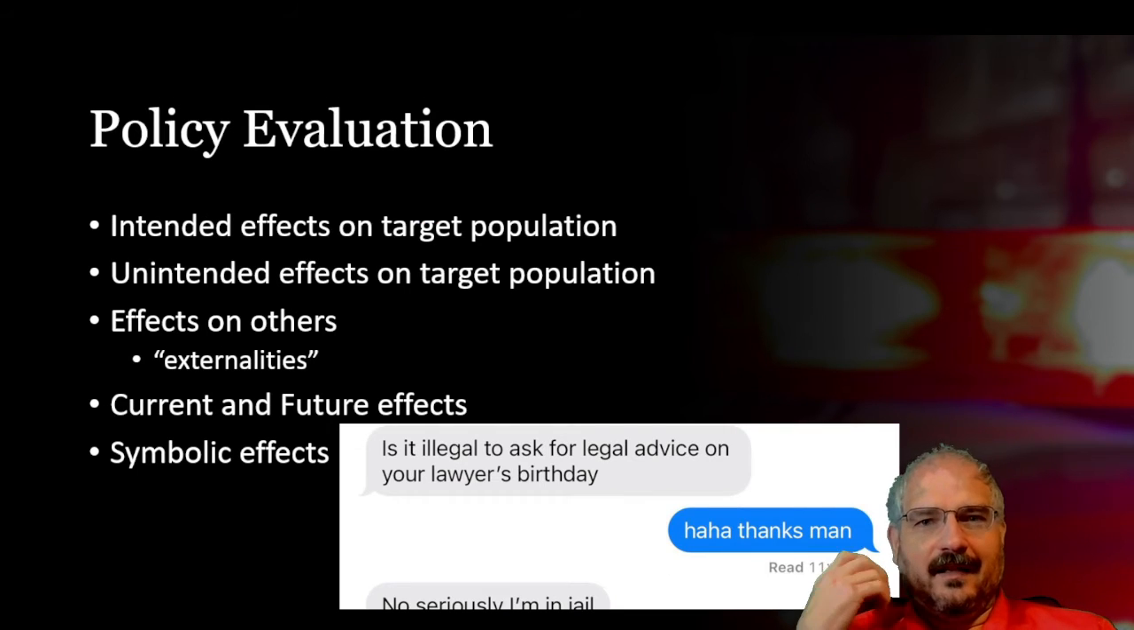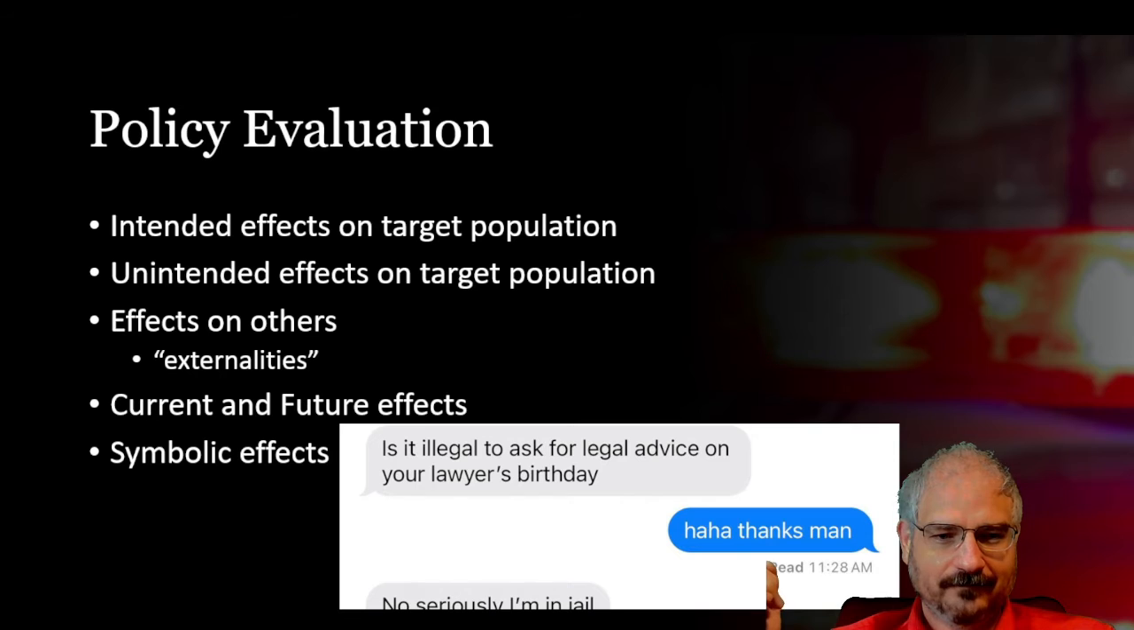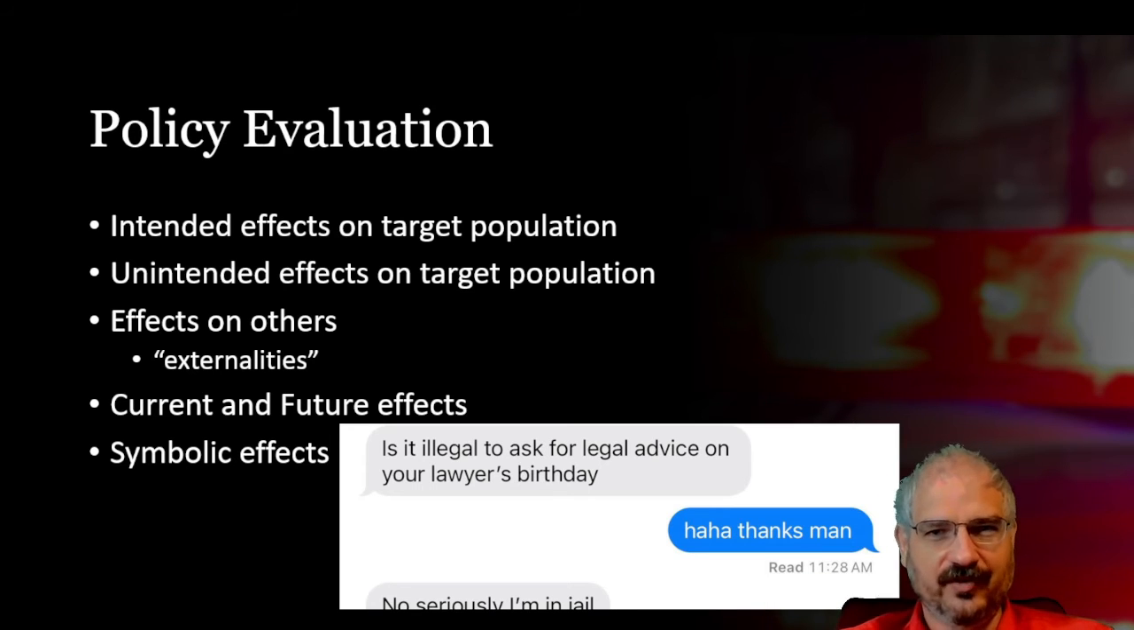Now, there are lots of different effects of policies, right? With any given policy, we have a target population, right? So reducing childhood poverty, our target population would be children living in poverty in the jurisdiction we're talking about. If it's a national program, then it would be all the children in the country living in poverty. The policy is going to have, hopefully, the intended effect on that target population of reducing childhood poverty. A training program to reduce police brutality is hopefully going to have the intended effect of actually reducing police brutality.